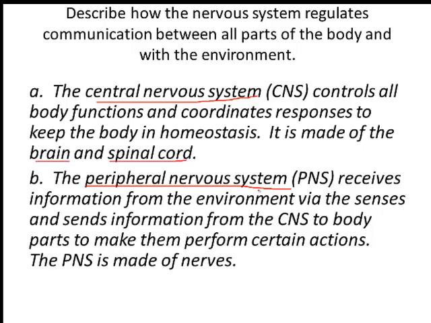So your peripheral nervous system does two things. It receives information from the environment through the senses, and then it also sends that information from the central nervous system to all the different body parts, making them perform their certain actions, whatever needs to happen. So your central nervous system is like the boss, and it tells the peripheral nervous system what it needs to do. And the peripheral nervous system is also letting the boss know what's going on in the environment. So the peripheral nervous system is communicating things back and forth, and the central nervous system is making all the different decisions.